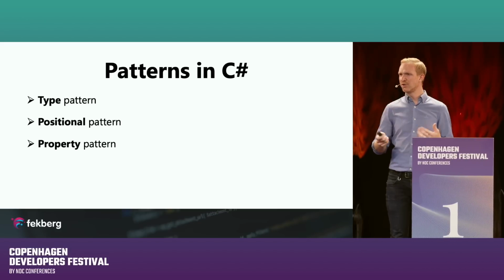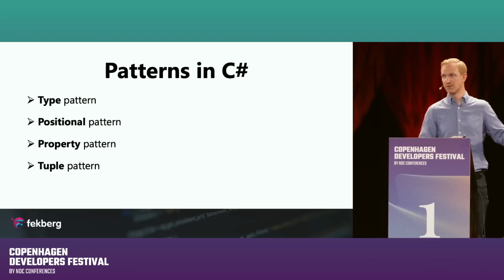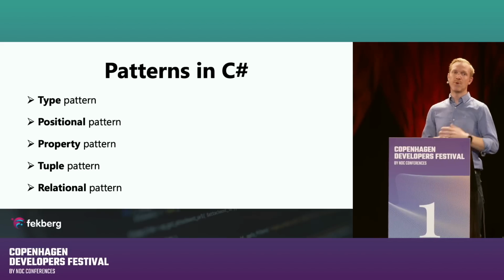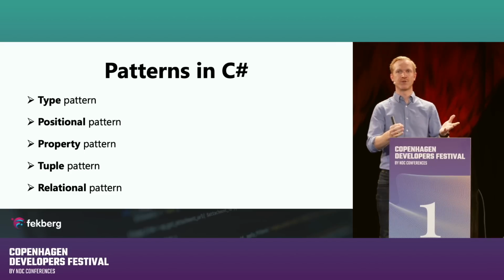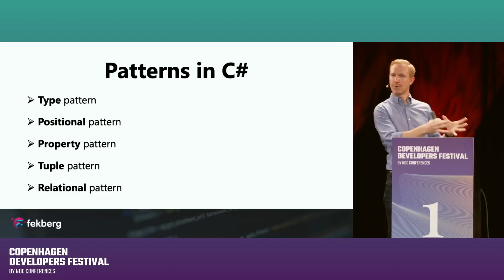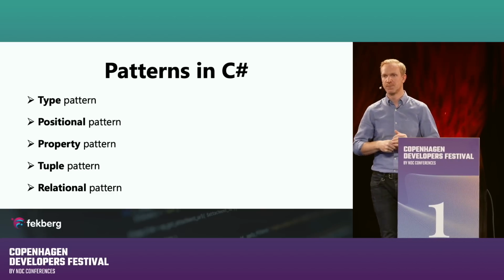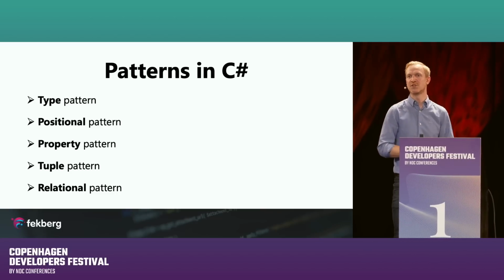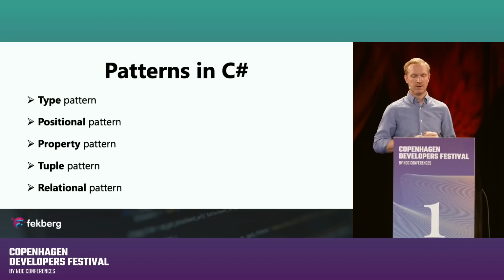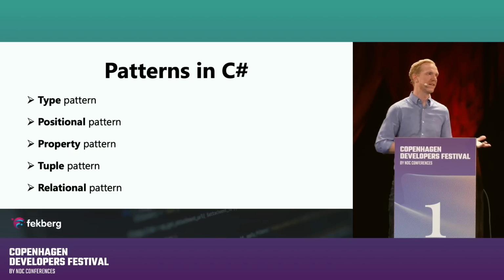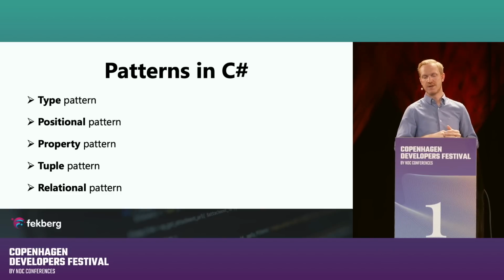We have a property pattern to match on property values. We can have a tuple pattern to match tuples with each other. We can do relational patterns. For example, let's say that I'm looking for users, and I'm matching on an authorized user who has logged in within the last few days. Then I can do a relational pattern to say that you have to have logged in within 10 days. Which you can still express with a normal if statement, but with pattern matching, that little code snippet becomes a little bit more fluent and nice to read.